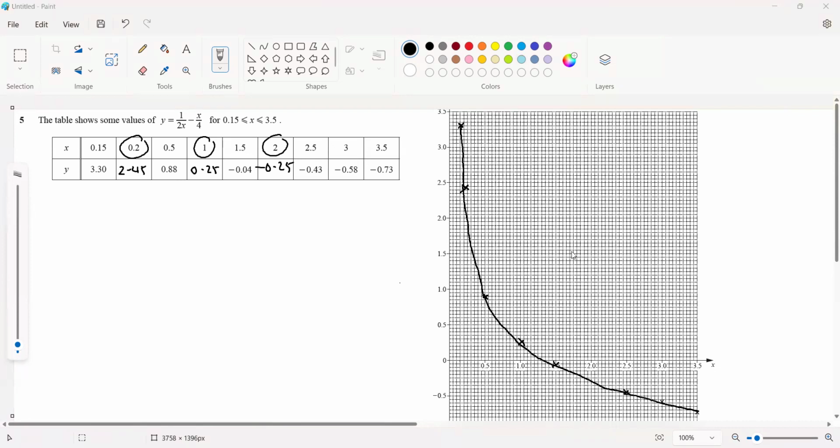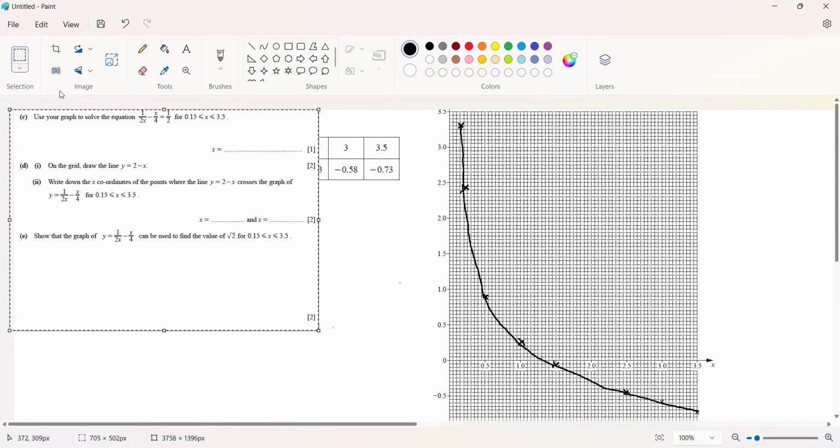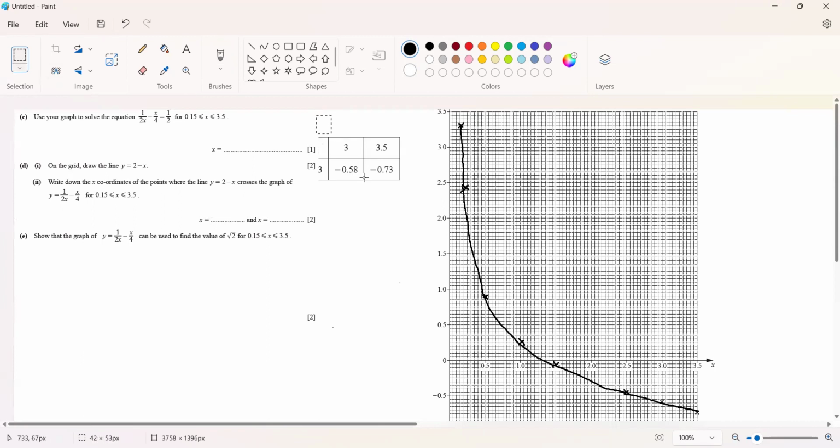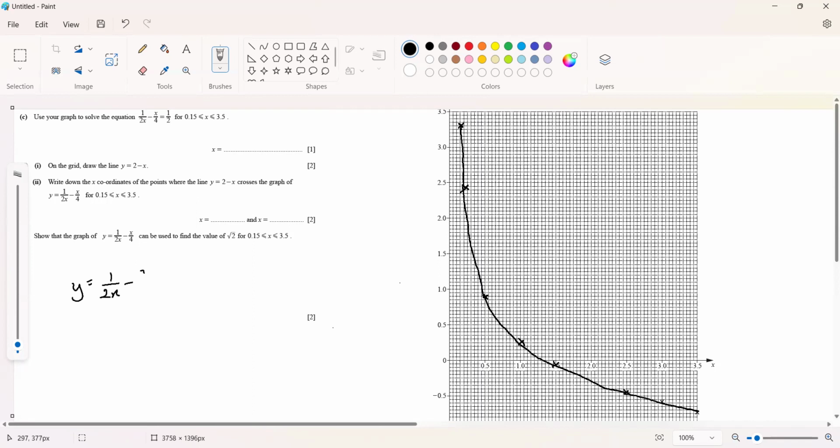So part C, D, and E, you're required to use your graph to solve. I'll just be placing it on the side here. Table value is no longer needed. So use your graph to solve for the equation 1 over 2x minus x over 4 equals 1 over 2. You'll notice that your graph equation earlier was y equals 1 over 2x minus x over 4. This is your graph equation itself.